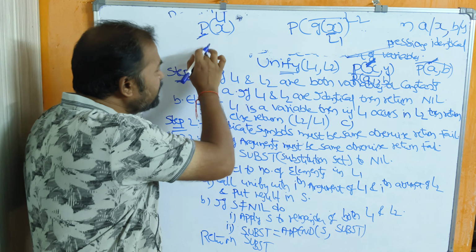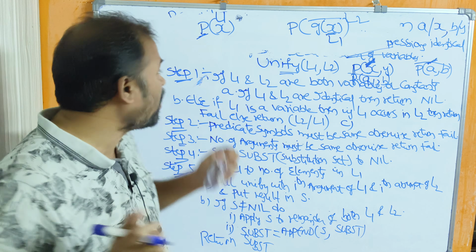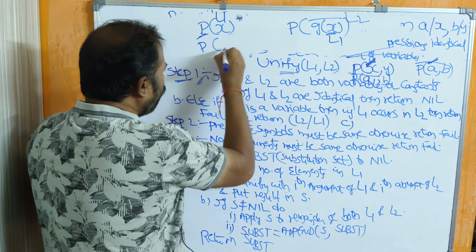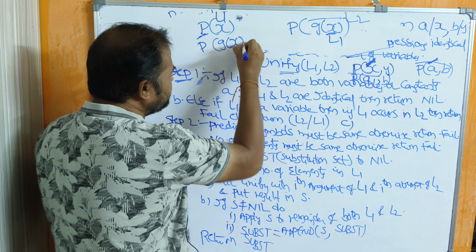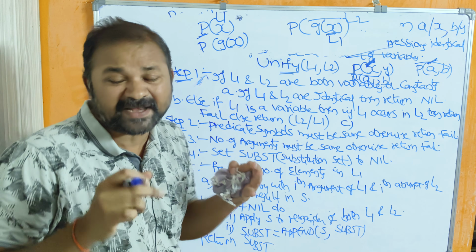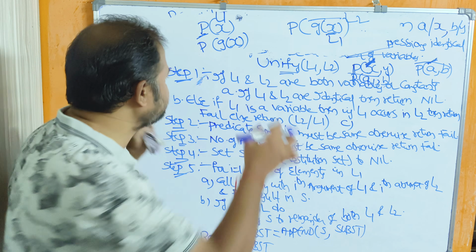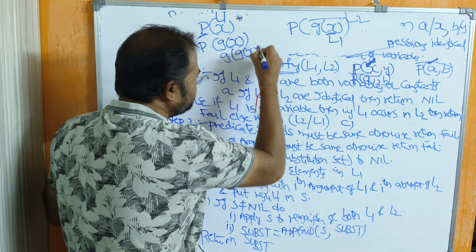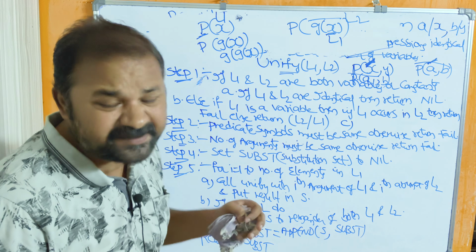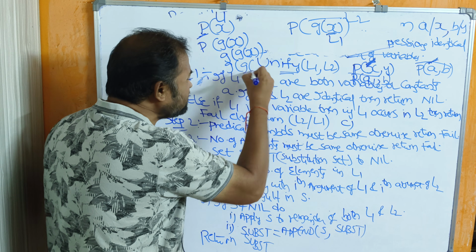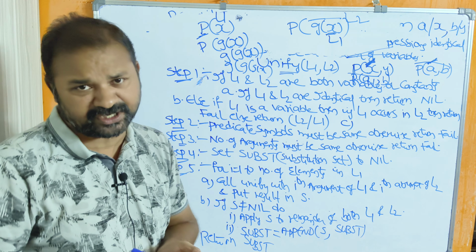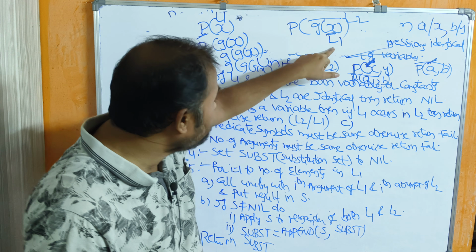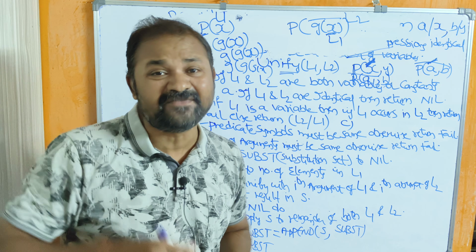Why? Because to make these two the same, in place of x we have to replace with g of x. Now both are the same, but x means g of x, so once again in place of this x we have to replace with g of x. Likewise, we would have to do the substitution recursively. That's why if L1 is a variable and L1 occurs in L2, we return fail.